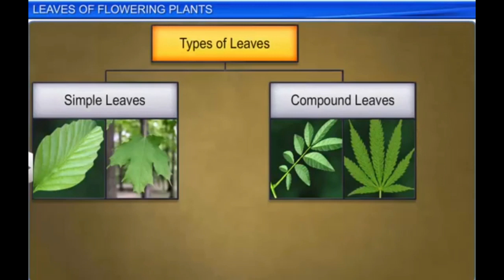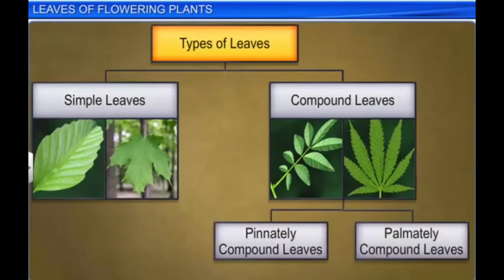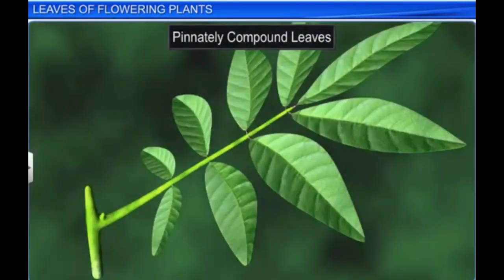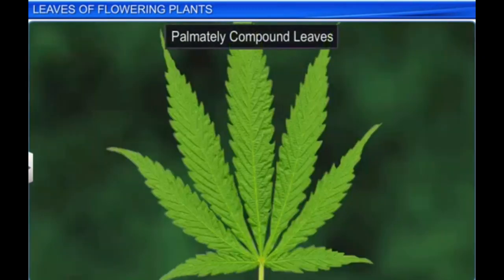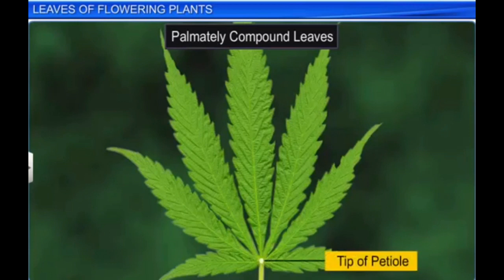Compound leaves are further classified into pinnately and palmately compound leaves. In pinnately compound leaves, there are several leaflets on the common axis or the rachis. The rachis is the midrib of the leaf. In palmately compound leaves, all the leaflets are attached to a common point, which is the tip of the petiole.